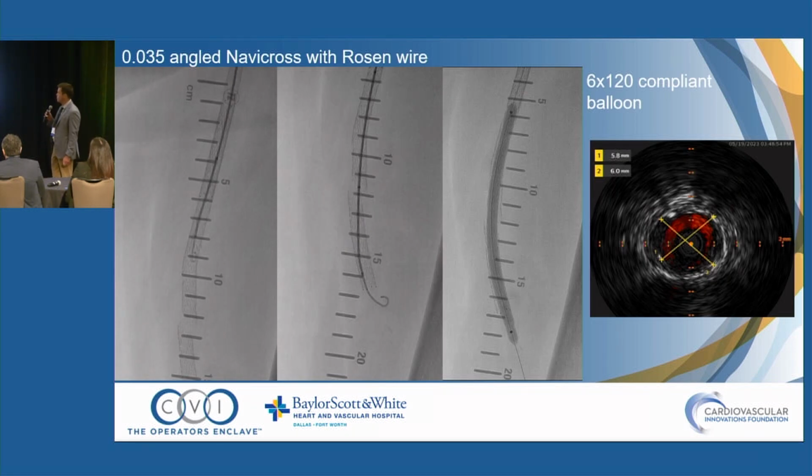So we'll move through this. Just some angiograms here. We used a straight wire initially. That straight wire wanted to keep getting into the aneurysmal spaces, even with using a Navicross catheter. So we used a J wire. This is actually a Rosen.